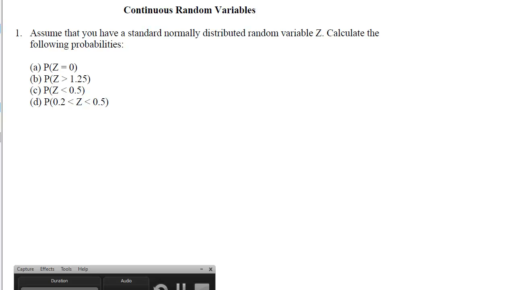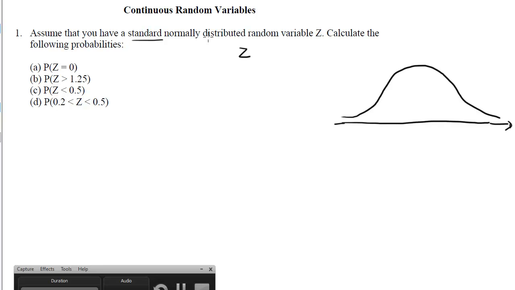So next we'll talk about continuous random variables. We'll start with just calculating a few probabilities for a normal distribution. Recall, a normal distribution we could sketch looking something like this. If it's a standard normal distribution, that means Z is distributed with mean 0 and variance 1. That means this value will be 0, and we can go to negative infinity and plus infinity. Although this value will converge to 0, but never be exactly equal to 0.